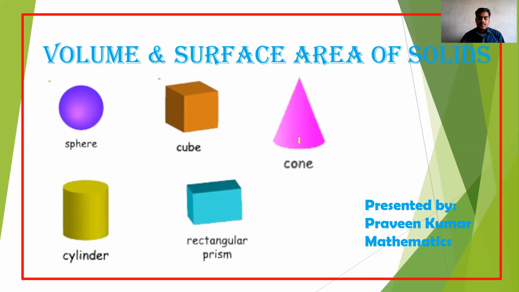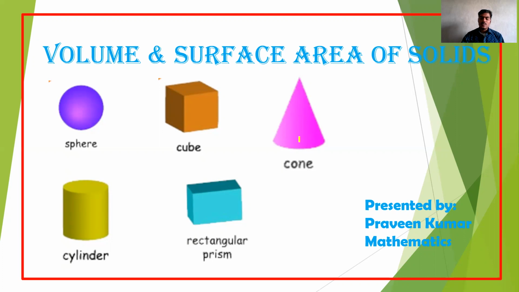Before starting any problems on solids, think of real life examples of that solid. It will quite help us to solve it very easily. For example, what is the real life example of a cuboid? I am asking you students. So the room is the real life example of a cuboid, because a room has length and breadth and height.